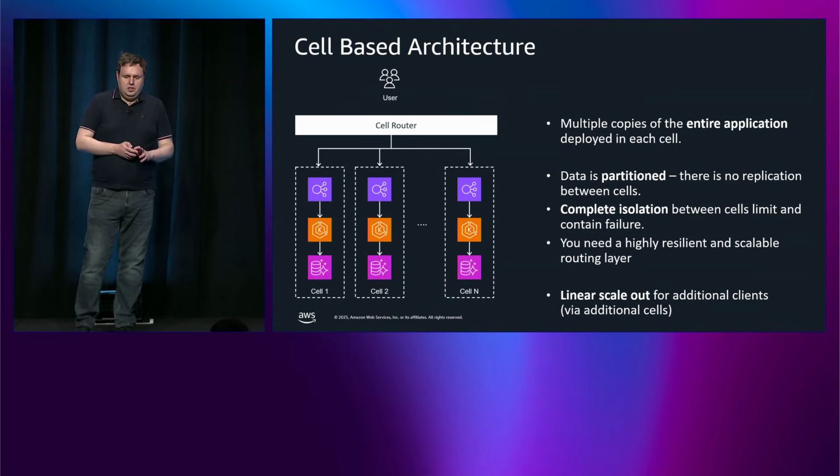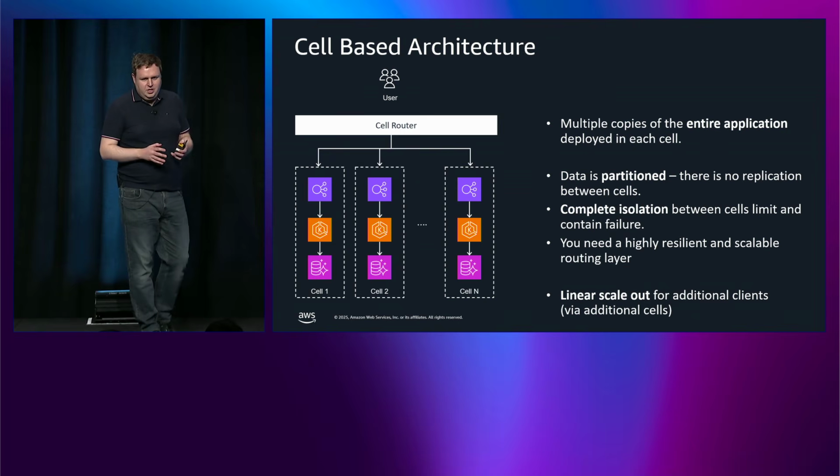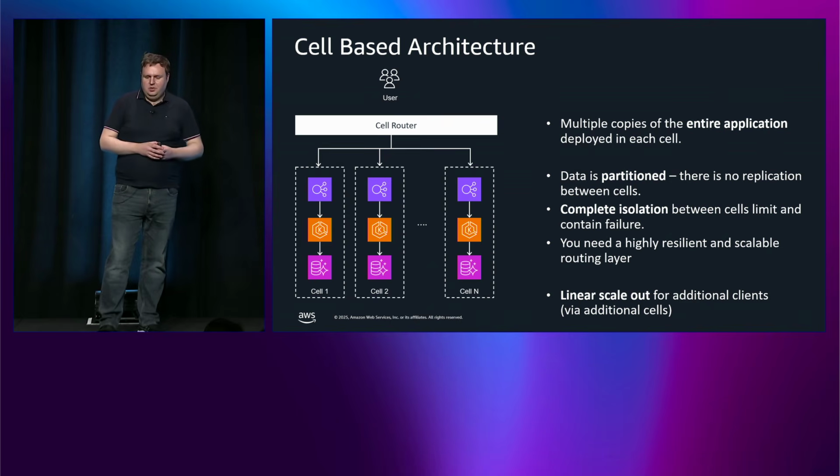Another concept Paul touched upon was the concept of a cell-based architecture. This is something we use quite a lot for our own services at AWS and Amazon. And this is when we deploy a full copy of an application into a cell. The cell is a fault boundary. It's done to reduce the area of impact for any failures.